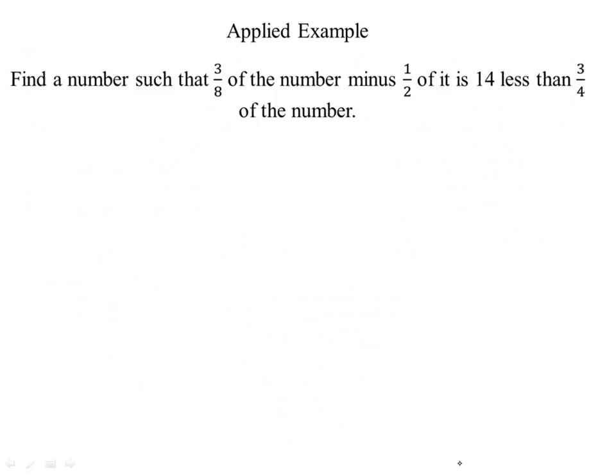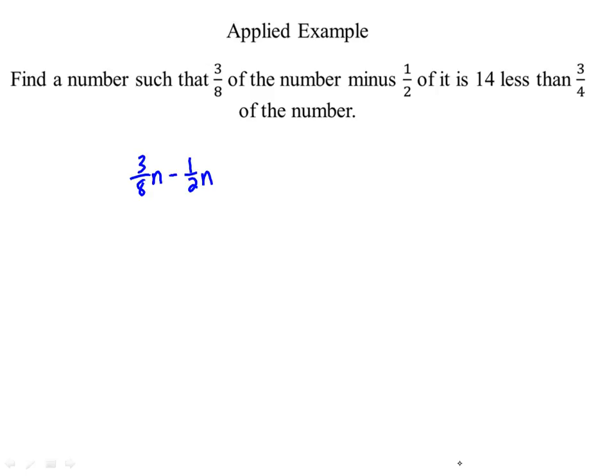Okay, let's go back to some word problems, because I know y'all just love these. Find a number such that 3/8 of the number minus 1/2 of it is 14 less than 3/4 of that same number. Now, we're talking about the same number, so just choose a variable to represent the number all the way through, okay? So we're going to have, for example, 3/8, and we'll just say n. You can use whatever variable you want to. 3/8 of a number minus 1/2 of the number.